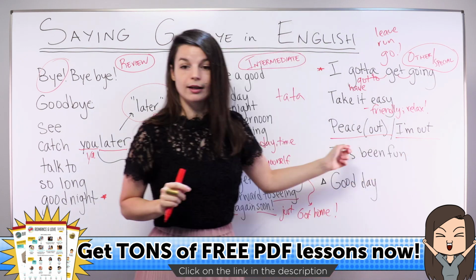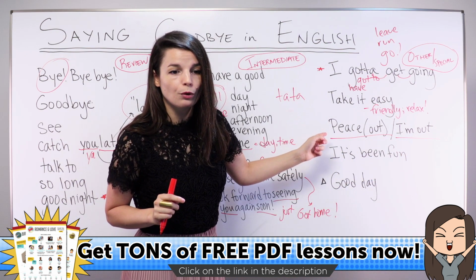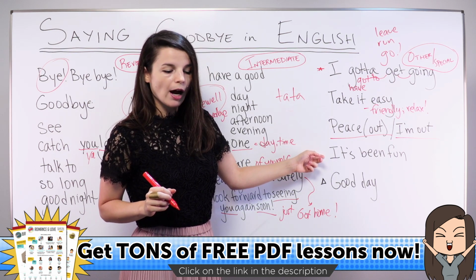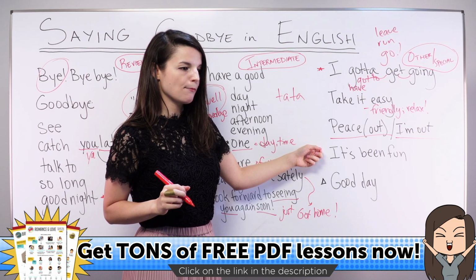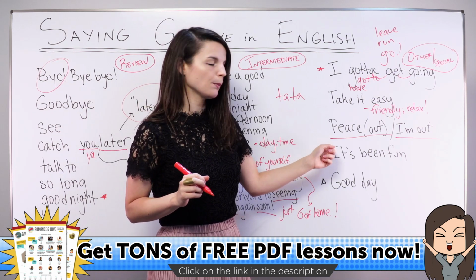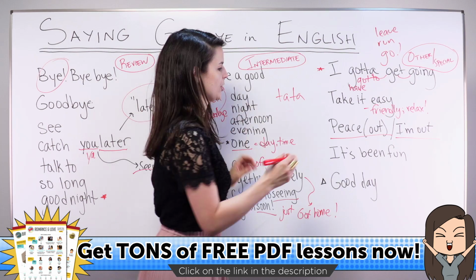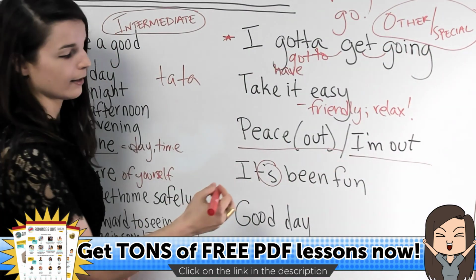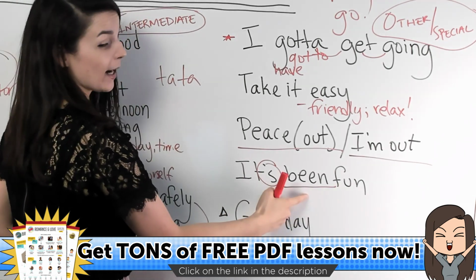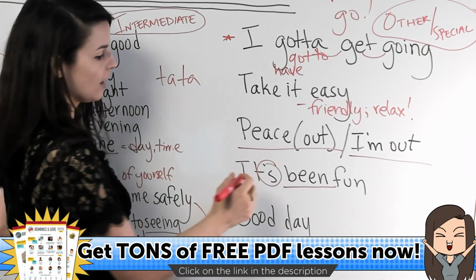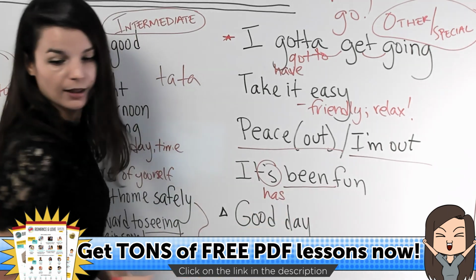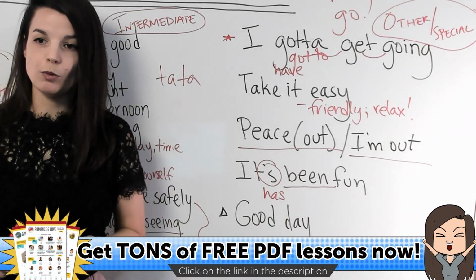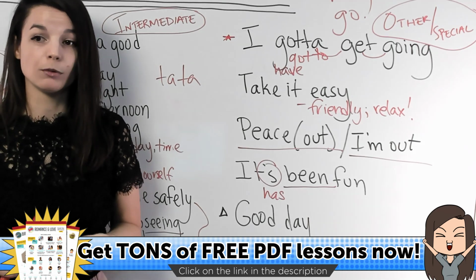Okay, let's continue to this one. It's been fun. I included this here because it might confuse some people if you're not familiar with this expression. This is not "it is." This is a grammar point. Here we see the past participle been, yeah? So it has been fun. This is an expression we would use at the end of a relationship.